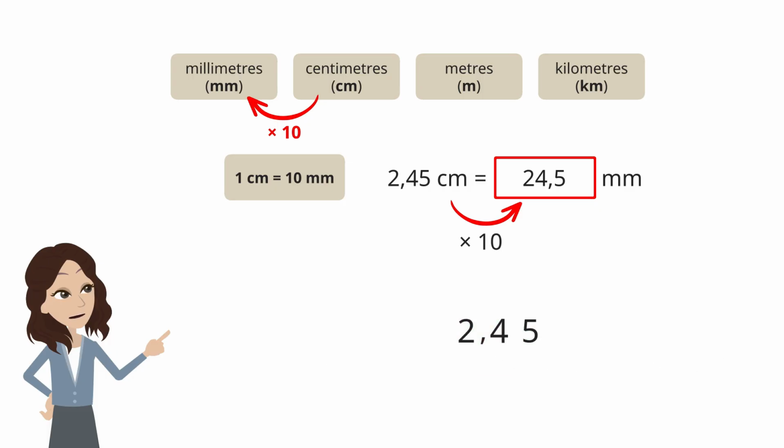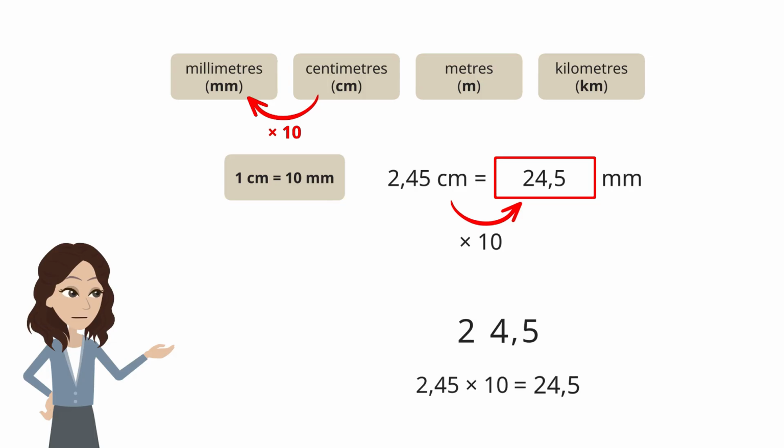We can also see multiplying by 10 as moving the decimal comma one place value to the right. 2.45 times 10 equals 24.5. So, 2.45 centimeters is equal to 24.5 millimeters.